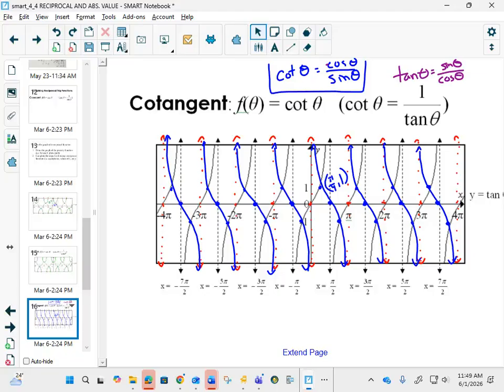So the cotangent graph is a little bit complicated. Statistically speaking, it's shown up once every 10 years on the exam. Not very often, but it has shown up. So you do need to know it just in case you're the lucky year that has the cotangent graph on there. But cosecant and secant are much more likely to show up.